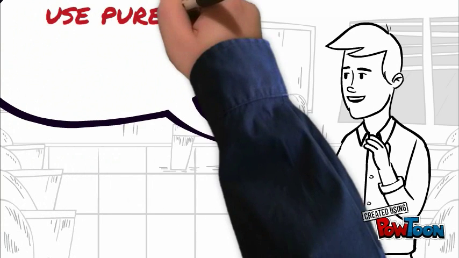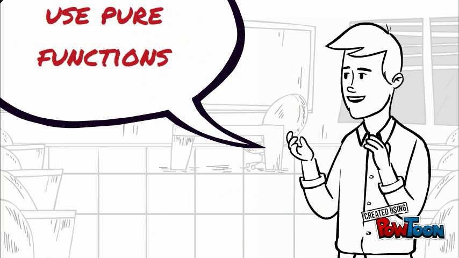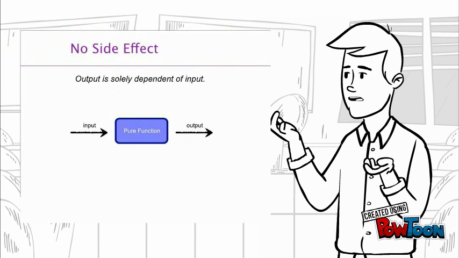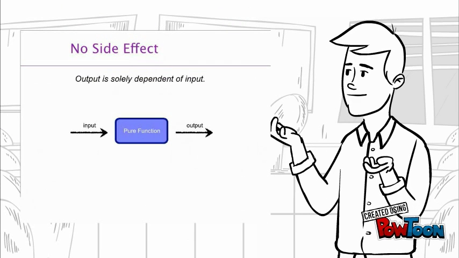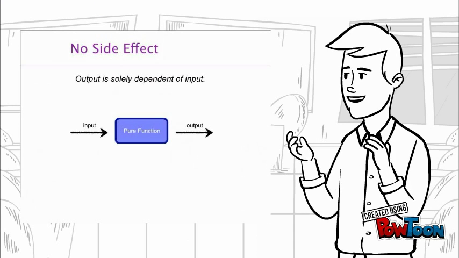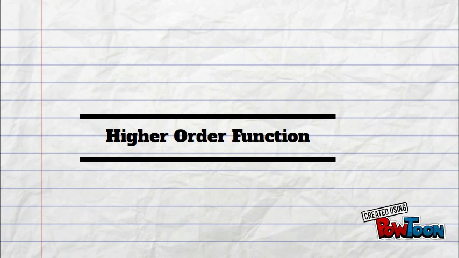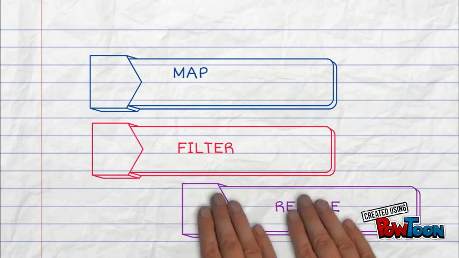So we have to use pure functions, which means our outputs depend only on the inputs. It makes it much easier to understand and predict the behavior of a program, which is one of the key motivations for the development of functional programming. Another thing is we use higher order functions. The best examples here are the map, filter, and reduce tools.